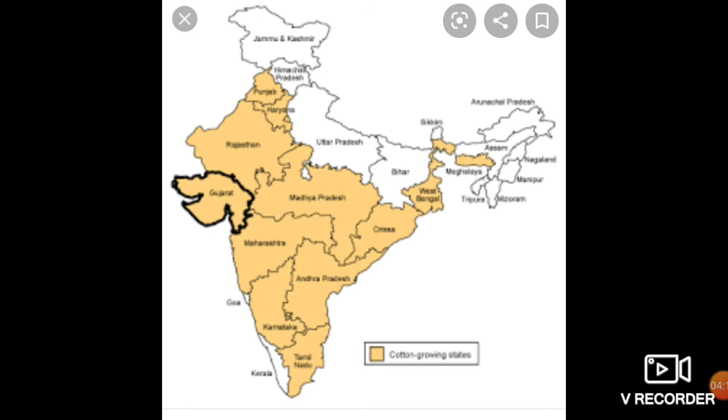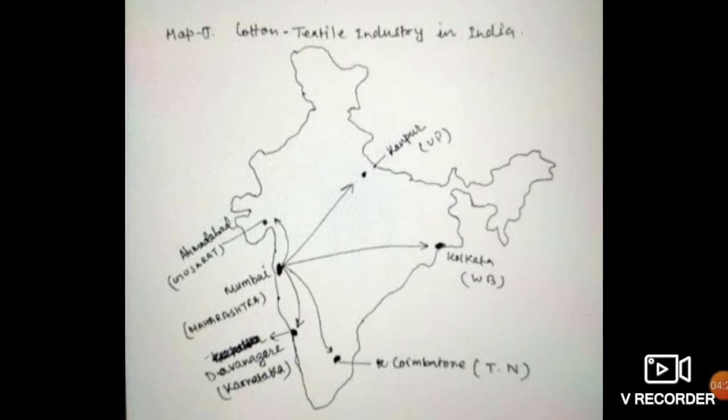Some of the important cotton textile centers are Coimbatore, Kanpur, Chennai, Ahmedabad, and Mumbai. Also, Kolkata, Ludhiana, Puducherry, and Panipat. So, these are the important textile centers other than Maharashtra. Clear?